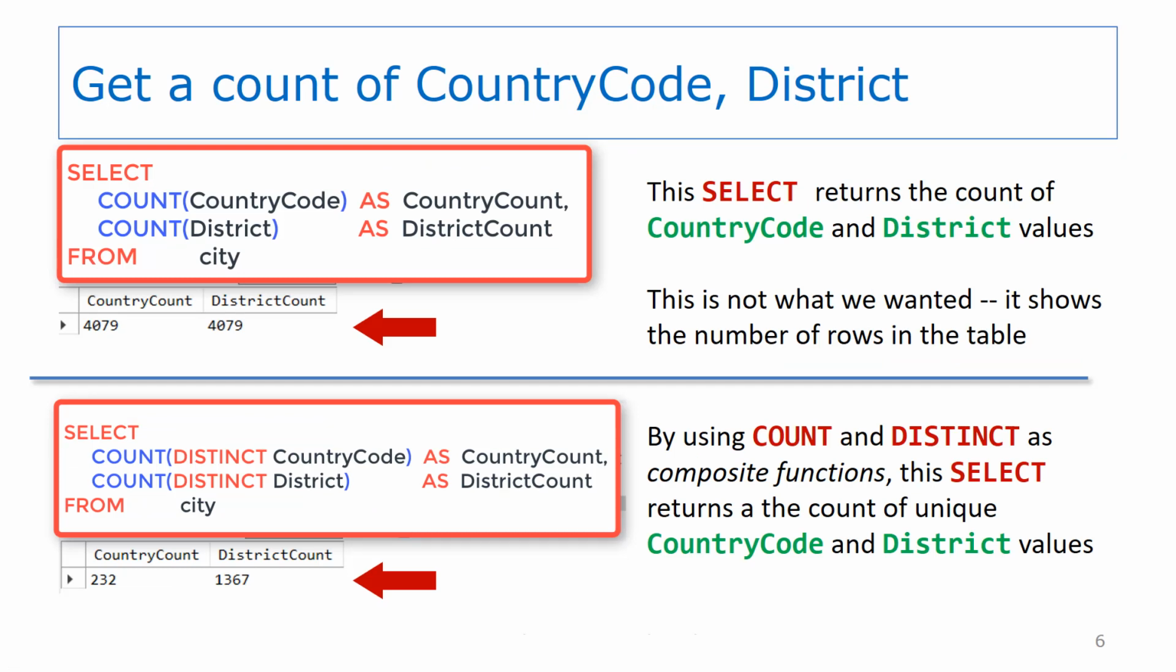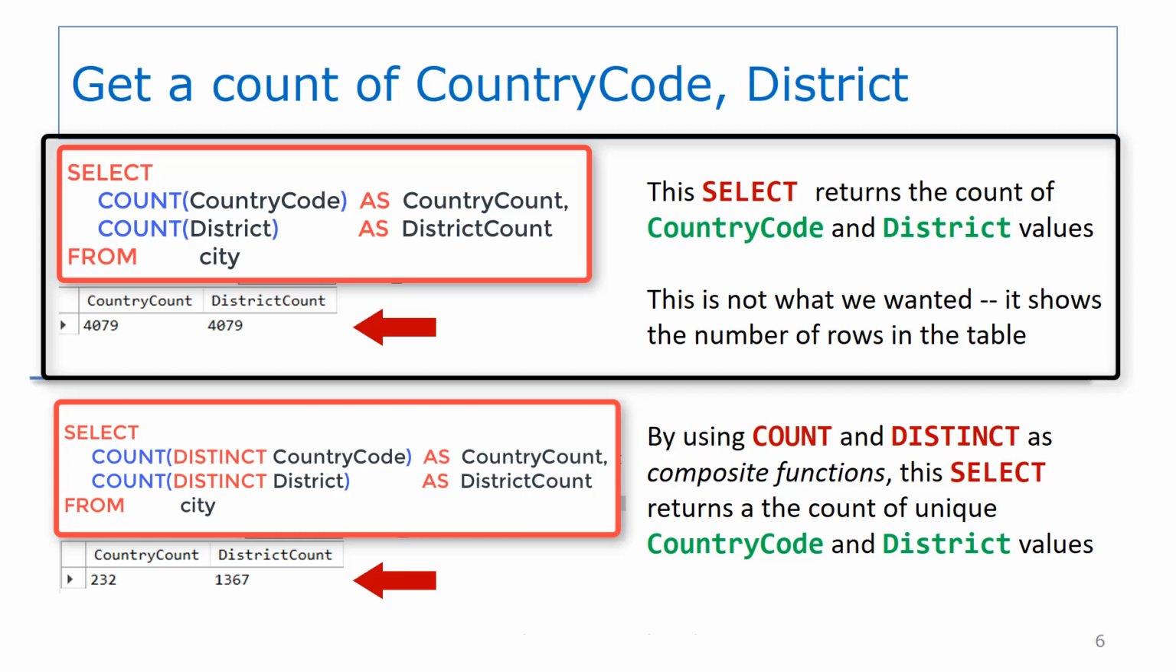Finally, here is an example of how you can use a composite function with DISTINCT. This builds upon what you learned about the count function in the previous video. In the top half of this slide, you see a select statement that uses the count function for both the country code and district columns. The intention was that we would get a count of unique country code and unique district values. But if you look at the result set pointed to by the top red arrow, you see that the count is 4,079 for both of the columns. In other words, the count value is the number of rows in the table.